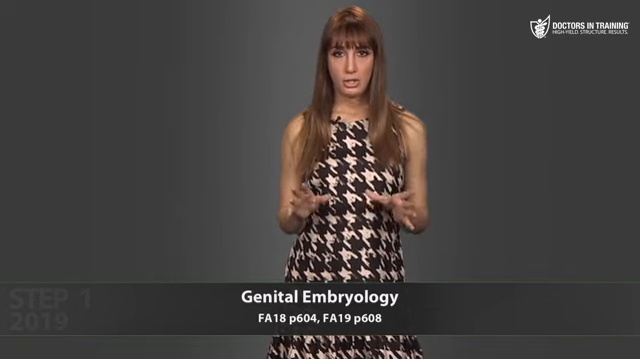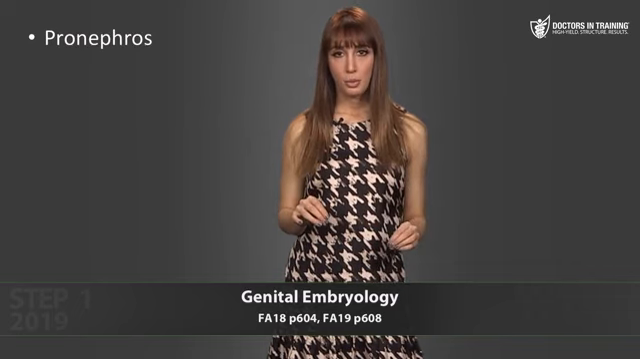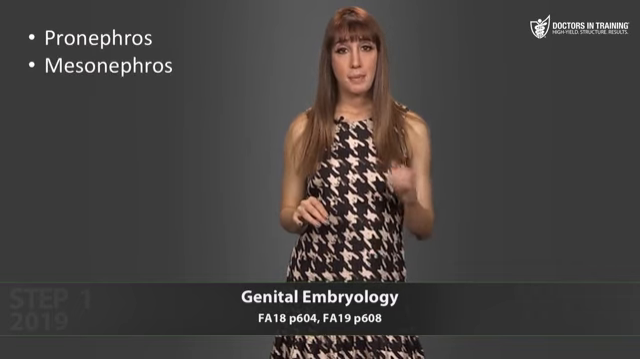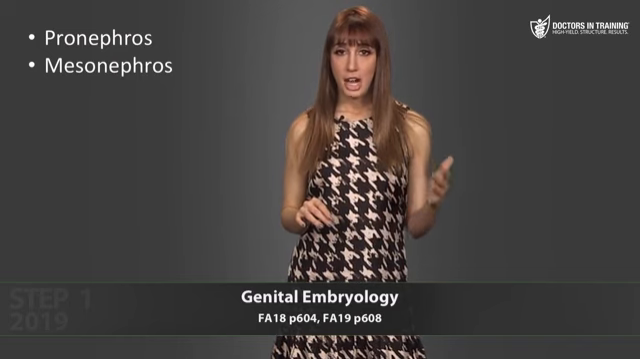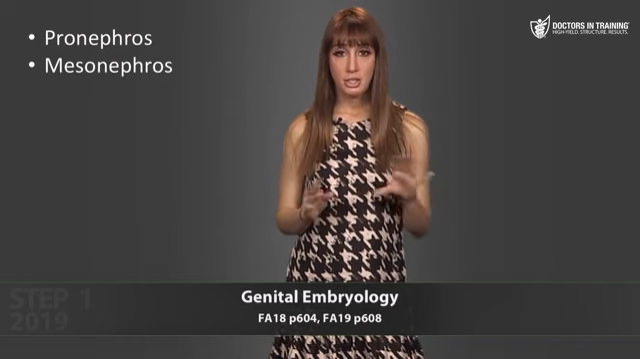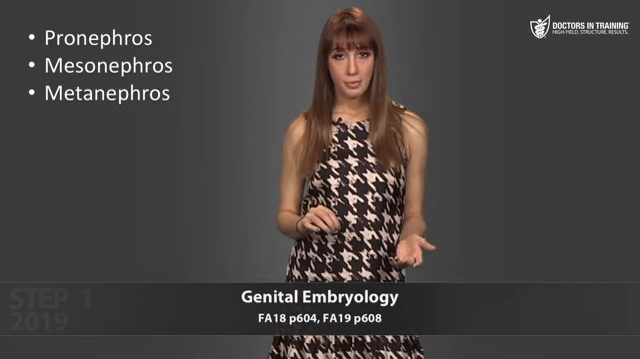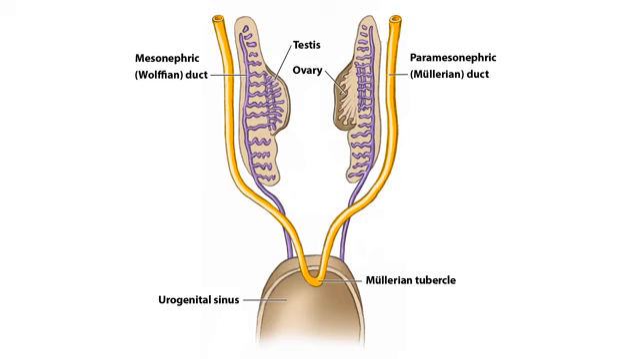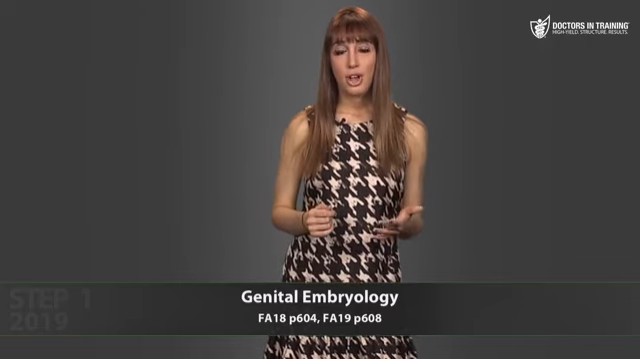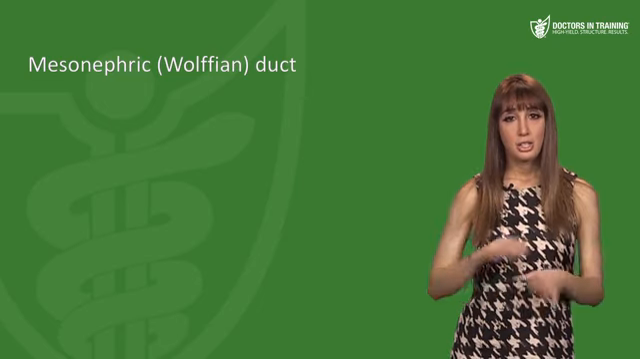We have 3 important structures: a pronephros, which degenerates early, and a mesonephros, which acts as the embryonic kidney for the first trimester, then degenerates, and a metanephros, which eventually becomes the adult kidney. But that mesonephros, that middle one, that eventually degenerates, it has a fully canalized duct system called the mesonephric duct. And right alongside that, you develop a paramesonephric duct.